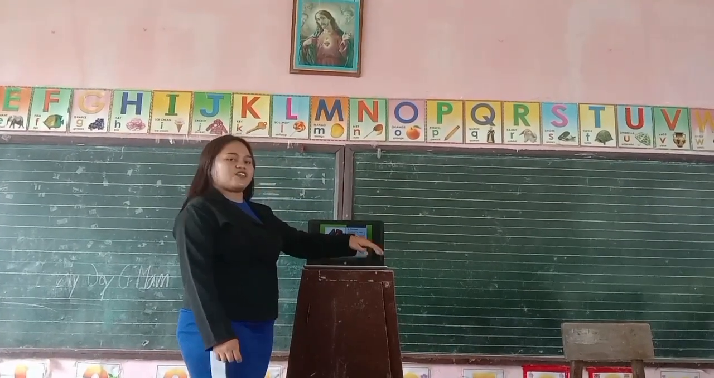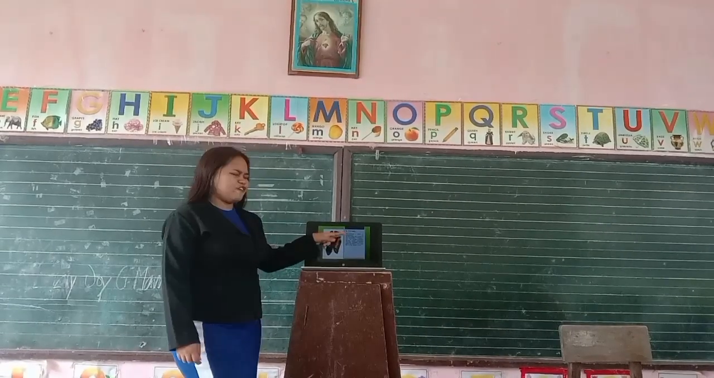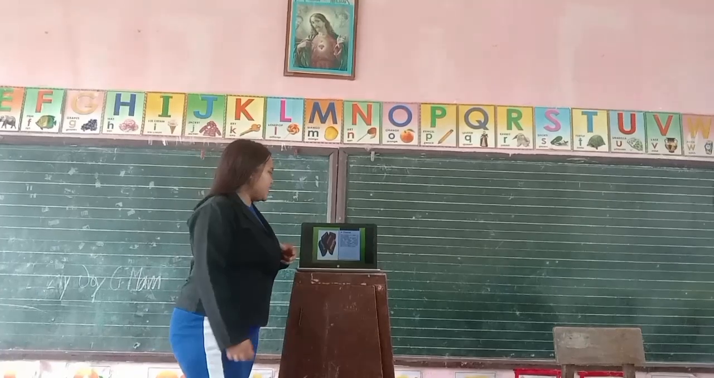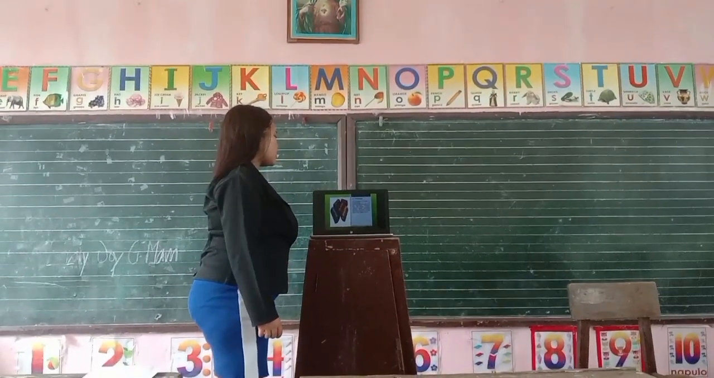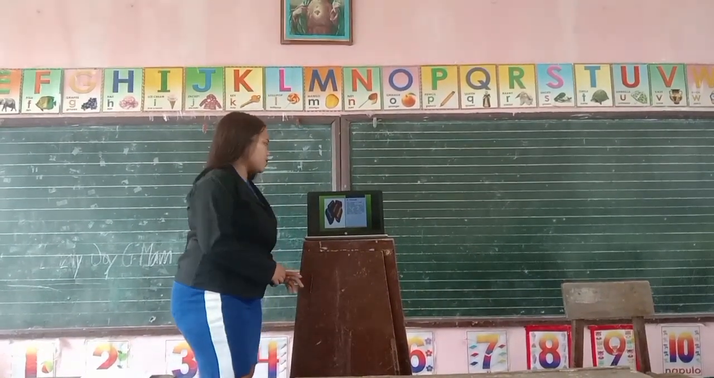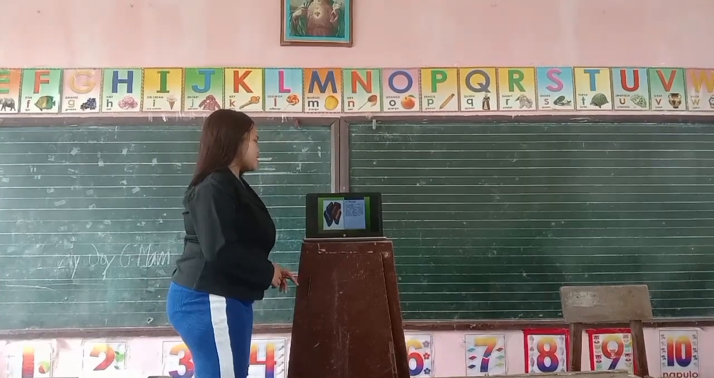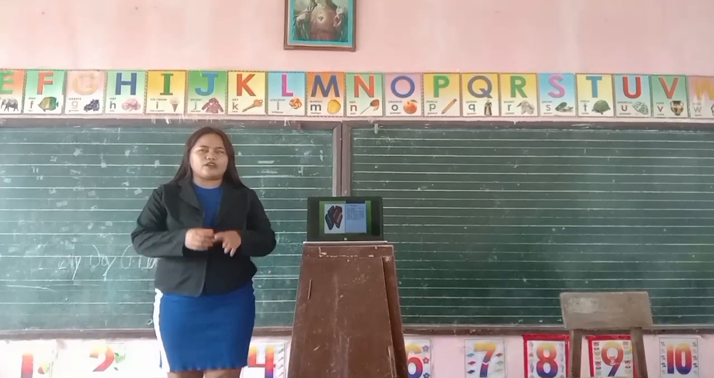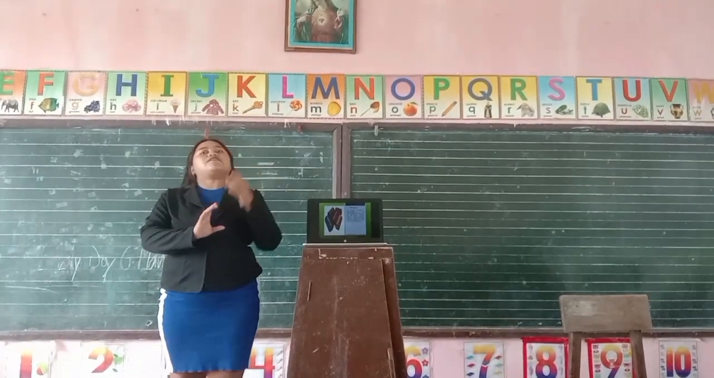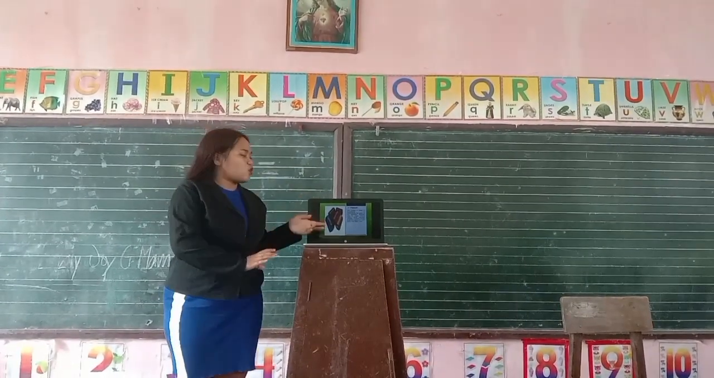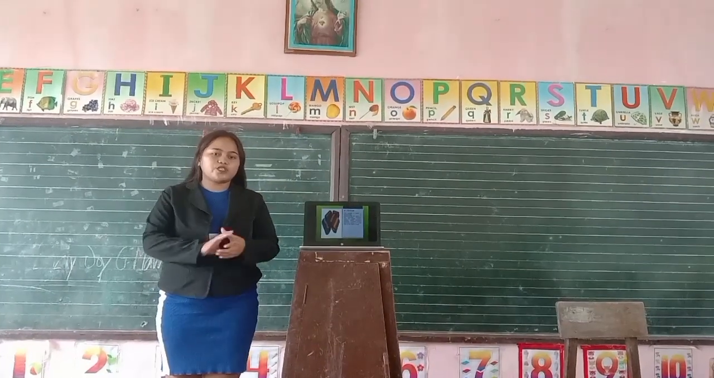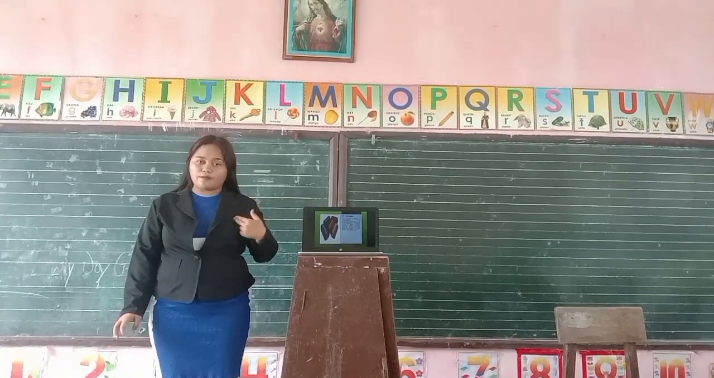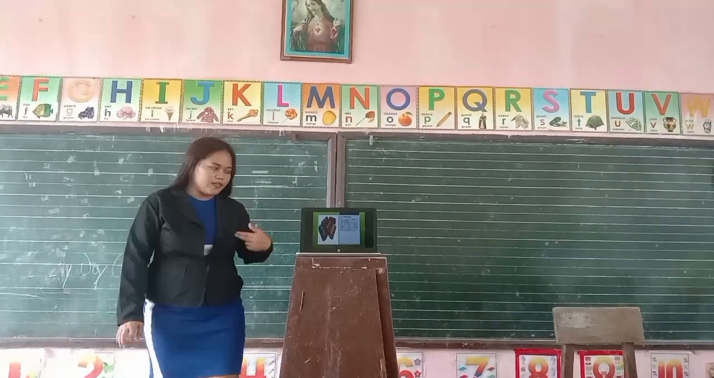Then we have thread. So this is a thread. Are you familiar with thread, class? Okay, so thread is used in assembling or constructing the parts of the garment. Threads vary in sizes. Class, we should bear in mind that we will sew a dress, so the color of our thread and the color of the fabric must be the same. Okay?